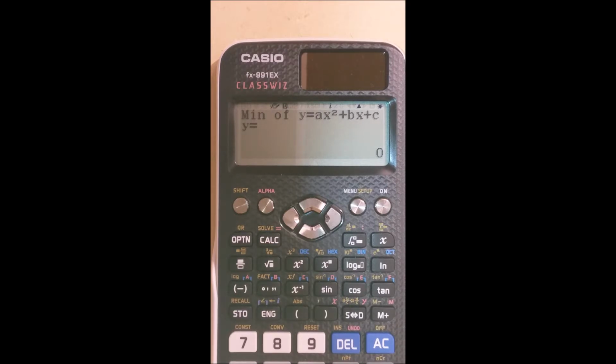And this one, hit the all clear again. It's 1x squared, so just hit 1 equals, minus 8x, so minus 8, and plus 20. So it's just 20. I hit the equal sign and I get the roots. They're imaginary: 4 plus 2i, 4 minus 2i.